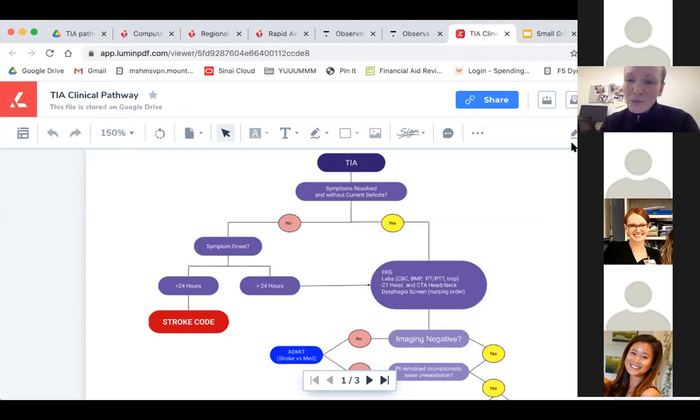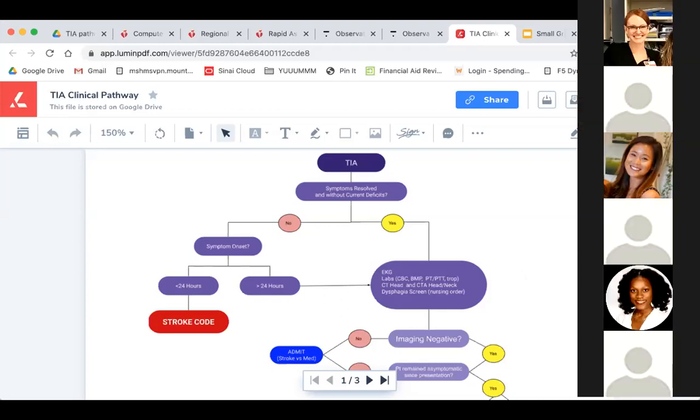Sorry, guys, I know TIA is a little boring. I didn't want to start with it necessarily in my first lecture, but I hope that this at least clarifies a little bit about the workup and what we do, and helps standardize it across the board. No other questions?